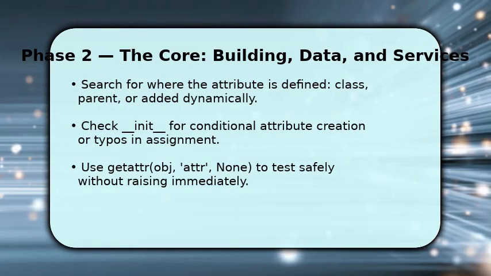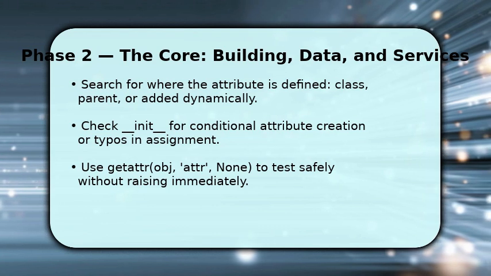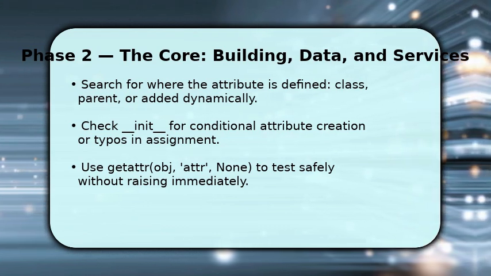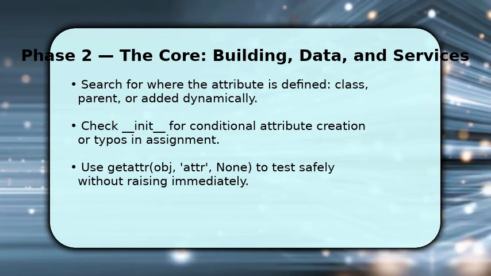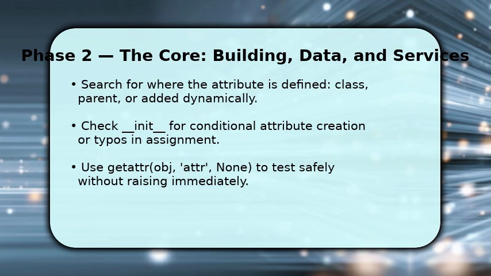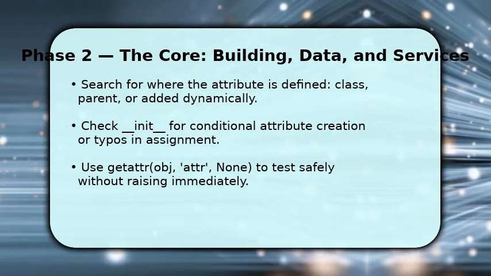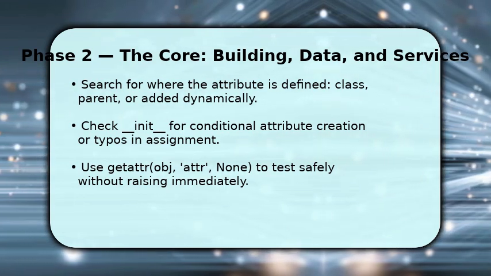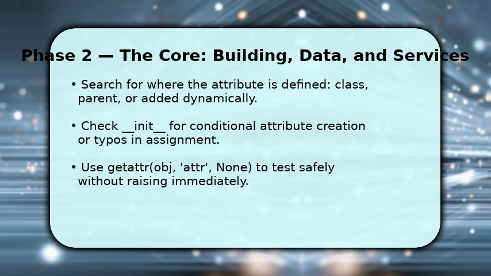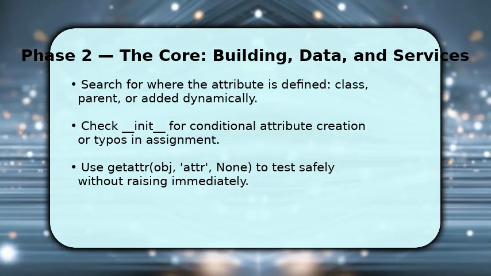You now trace where the attribute should originate. Examine the class definition and any parent classes so you understand inheritance. Make sure it always sets the attribute. Conditional assignments create intermittent errors. Once you find the setter, confirm spelling and runtime conditions. Use getattr, hasattr, or None to probe safely, then log or breakpoint to see when it's created. This approach shows the how and why of missing attributes and guides a targeted fix.